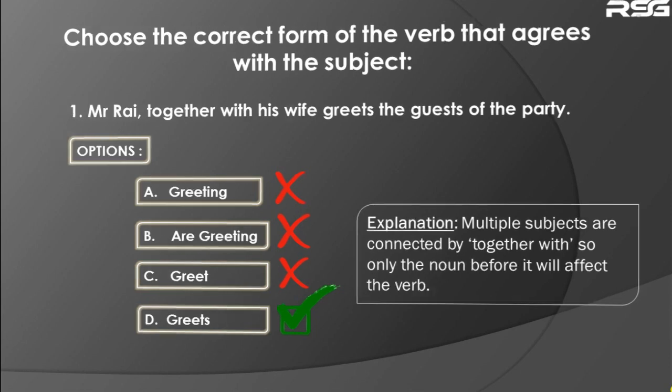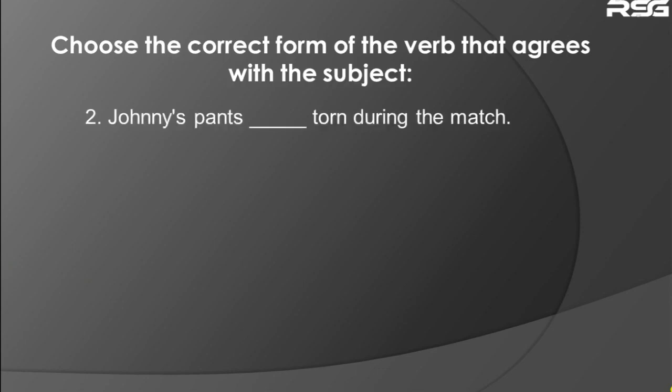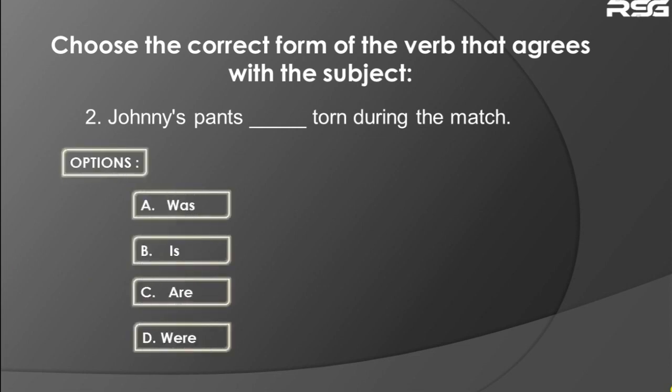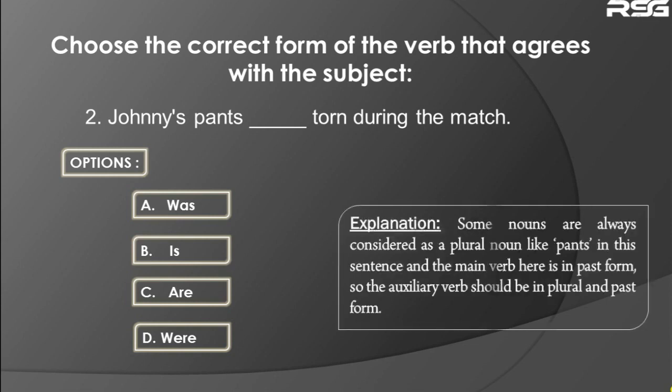Next question. The next question is Johnny's pants dash torn during the match, and the options are was, is, are, were. Now which option goes correctly? Before we go on to answer this, let us try to understand this first. See, some nouns are always considered as plural noun, like in this sentence, pants. Now in this sentence, pants is a what? It's a plural noun. And the main verb here is in the what? Is in the past form.